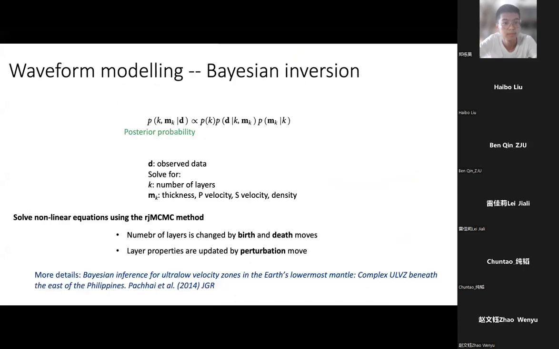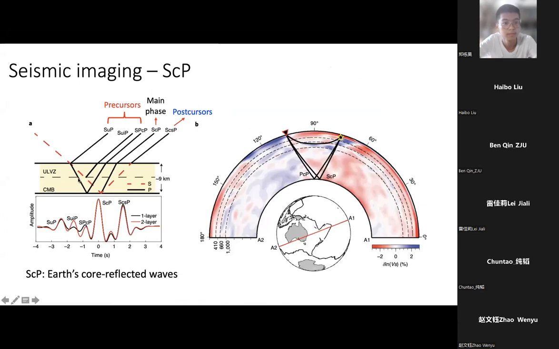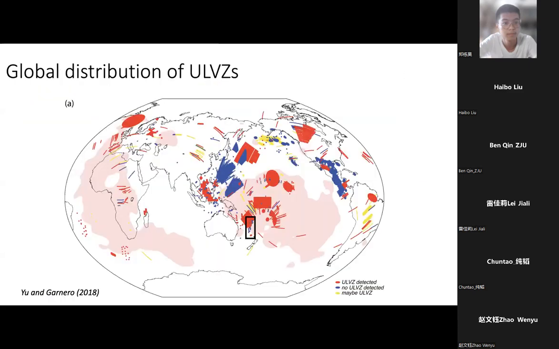Let's see. Oh, maybe this one. So they suggest that the structure of ULVZ can be even more complex. Yeah, but there are tens of papers that studied the geometry, the shape of ULVZs using different seismic phases. So in your opinion, the main contribution here is being able to invert for the number of layers? I think that's one. Yeah, that's one.